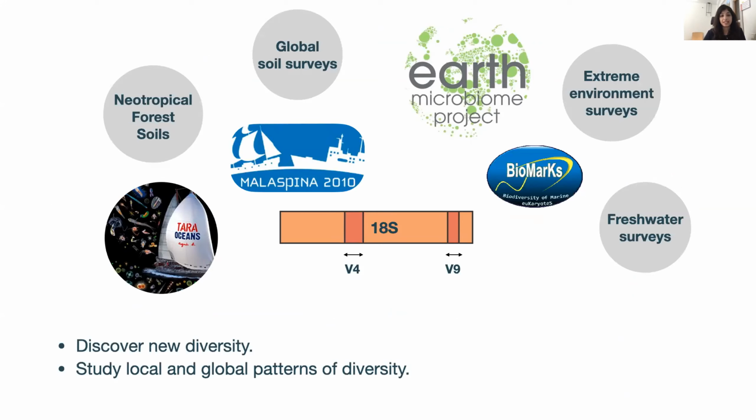Now, over the past decade or so, there have been many metabarcoding surveys that have been carried out. Some on a truly global scale, like the Tara Oceans Project and the Malaspina expedition. And these studies have generated really large sequence data sets of the V4 or the V9 regions. And these have allowed us to do things like studying protist communities in really diverse environments. We've also discovered lots of novel diversity. And this data has also allowed us to look at patterns of diversity at different scales, local and global.